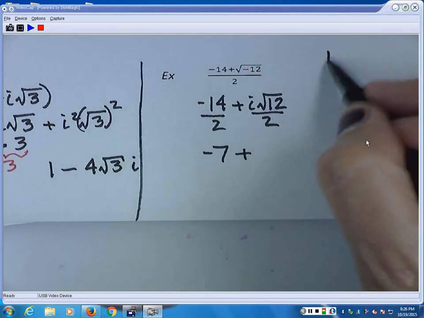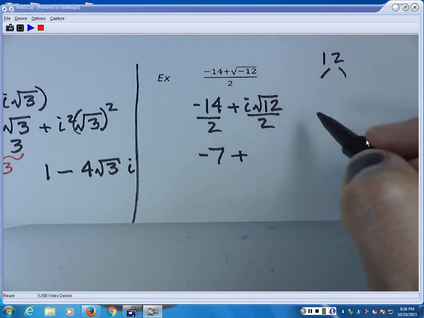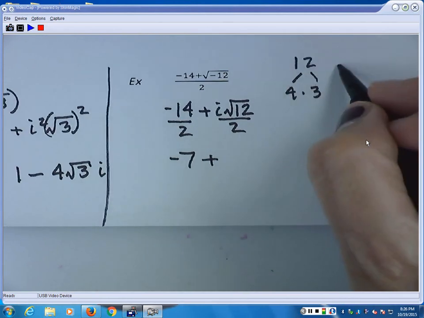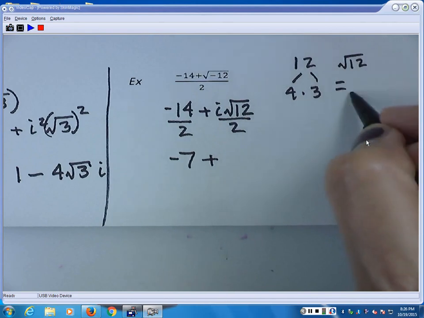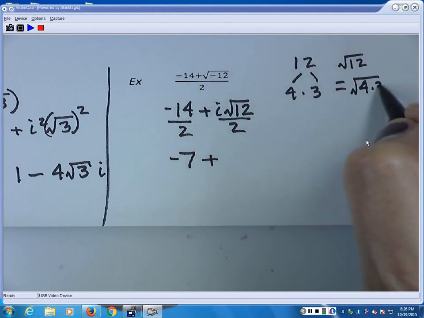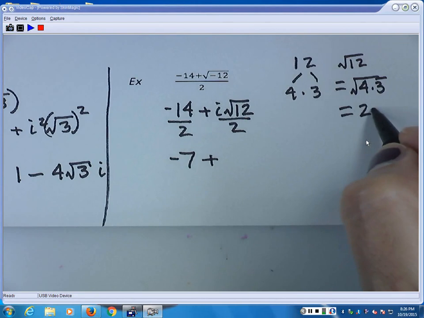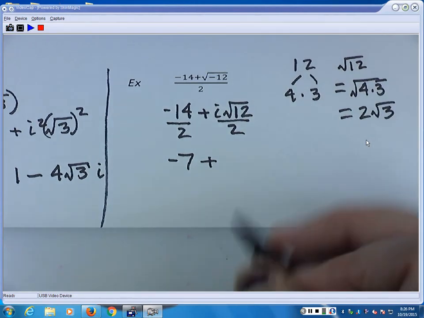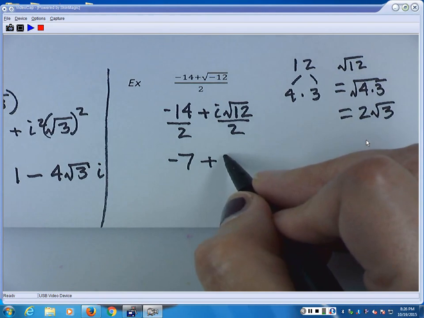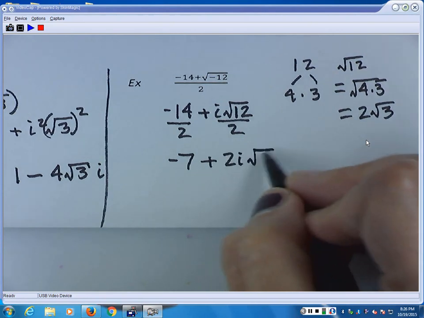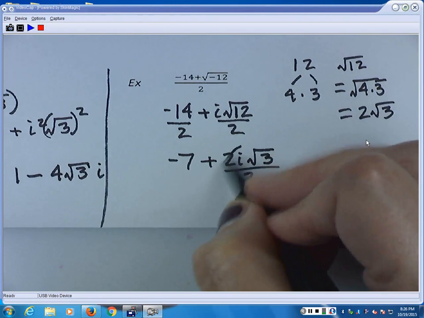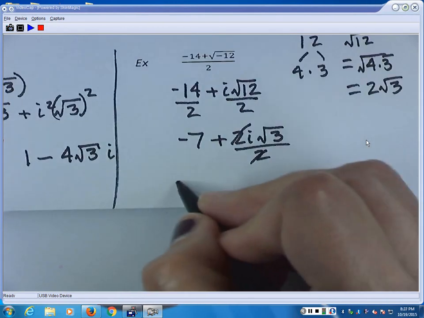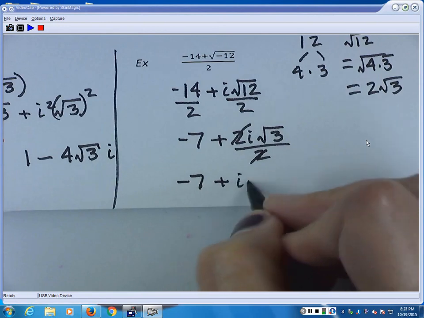Okay, 12. The biggest perfect square that goes into 12 is 4. So square root of 12 is the square root of 4 times 3, which is 2 square root of 3. So we have 2i square root of 3 over 2, and 2 divided by 2 is 1. So the answer is -7 plus i square root of 3.